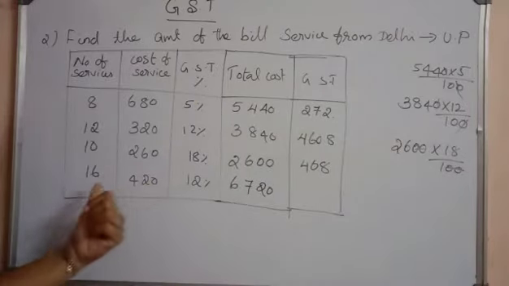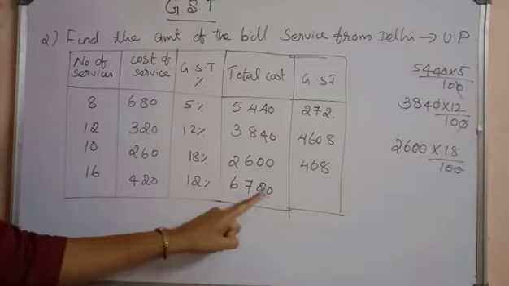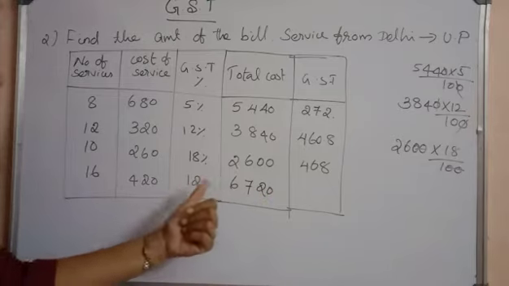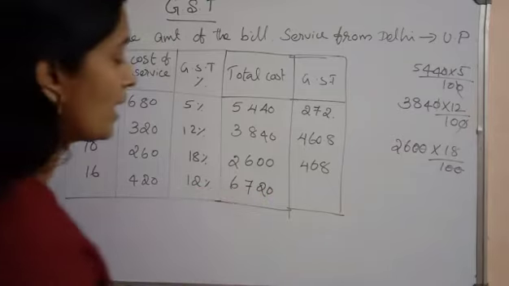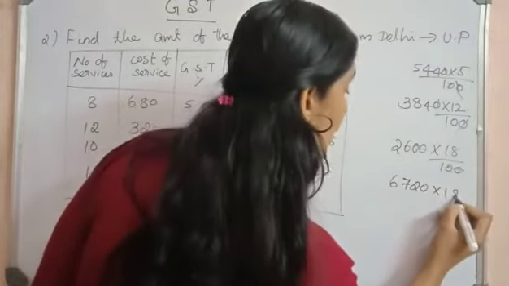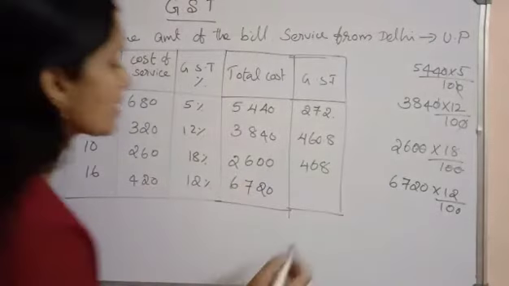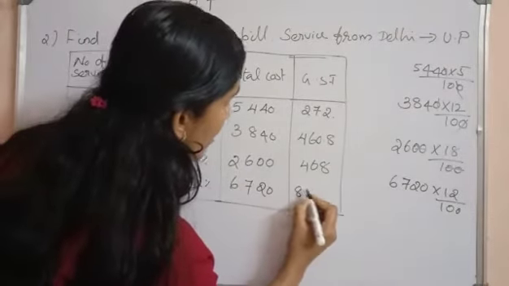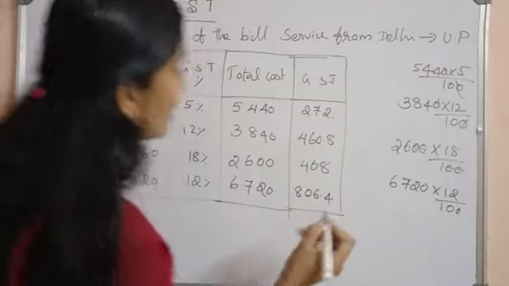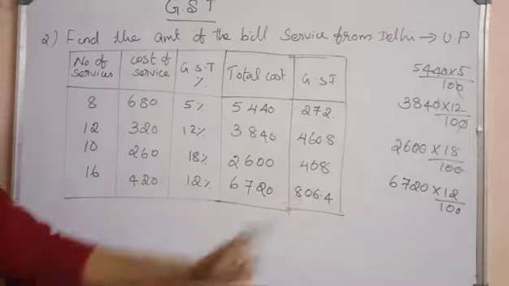So the total cost for the last type of service is 6,720, and the tax for this service is 12% of 6,720, that is 6,720 into 12 divided by 100. When we simplify this, we will get the tax as 806.4.